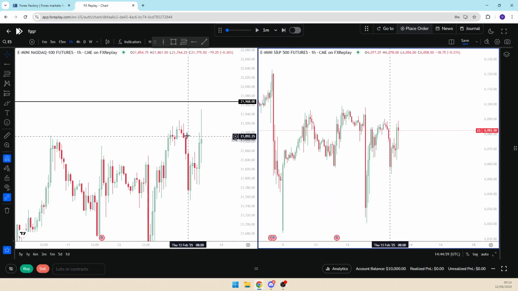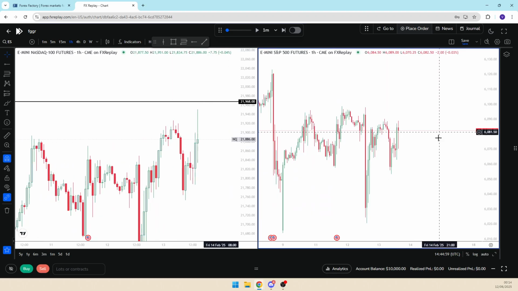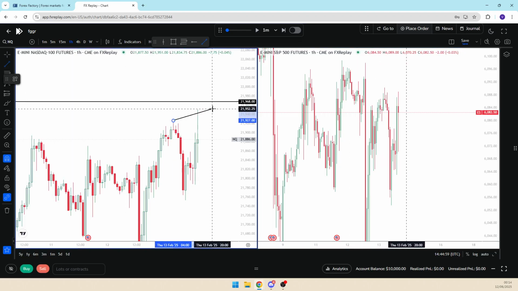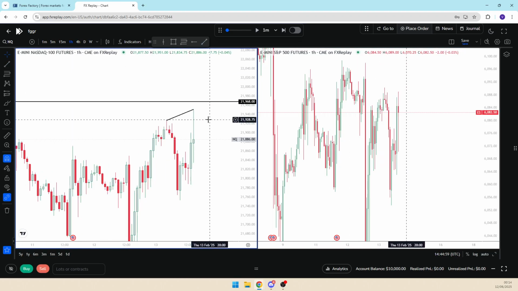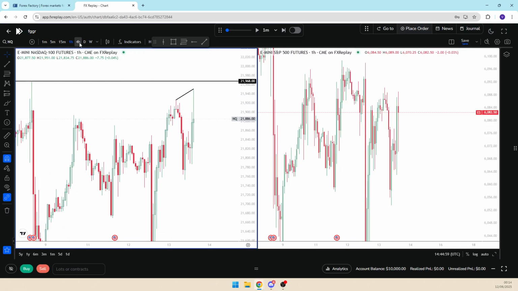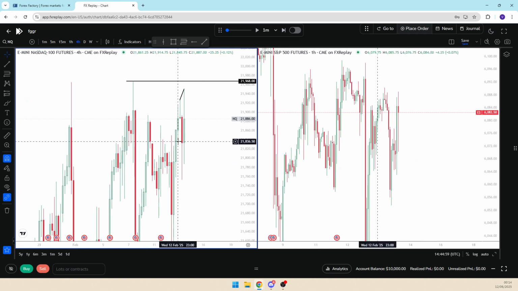So from the hourly, we do see an SMT here. I'm seeing an external manipulation. I want to see where is the true draw on liquidity? Where is the high time frame draw on liquidity? The high time frame liquidity is still higher. I want to see what price is telling me on the 4 hour. The 4 hour is respecting the BC.